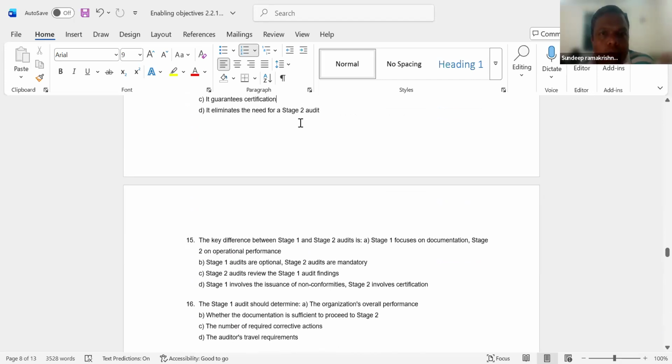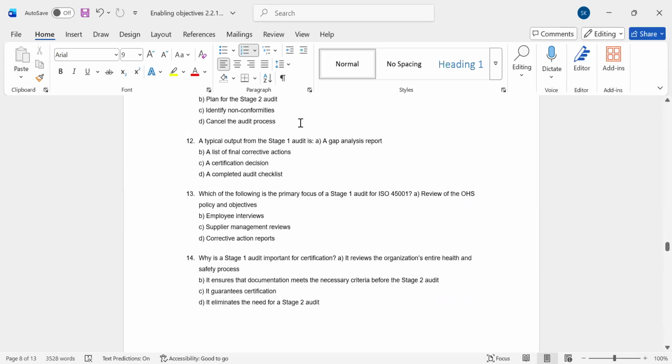Question number 14. Why is a stage 1 audit important for certification? A. It reviews the organization's entire health and safety process. B. It ensures that documentation meets the necessary criteria before the stage 2 audit. C. It guarantees certification. D. It eliminates the need for a stage 2 audit. It's B only. It ensures documentation. Yeah, B.